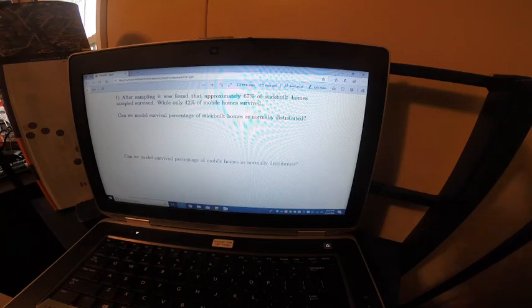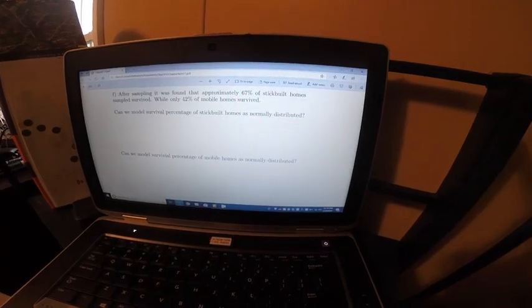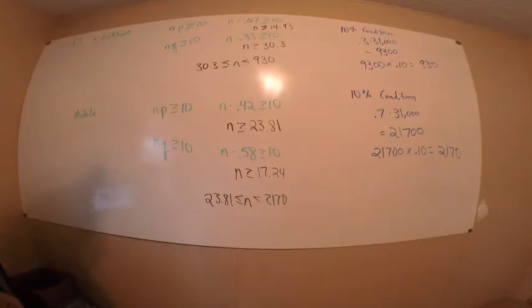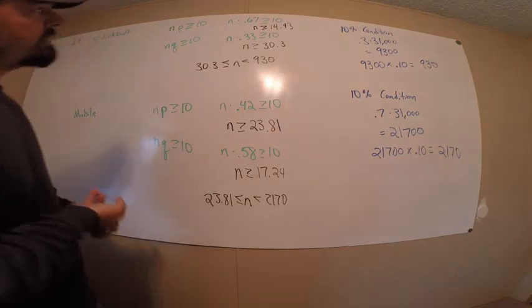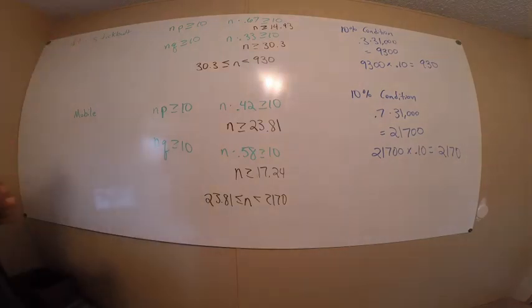F. After sampling, it was found that 67% of stick-built homes sampled survived, while only 42% of the mobile homes survived. Can we model survival percentage of stick-built homes as normally distributed? And can we model survival percentages of mobile homes as normally distributed? Okay, so let's go to the board real quick and see. We know that we have to check that it is independently done and randomly chosen. We're going to assume all of that was done correctly.